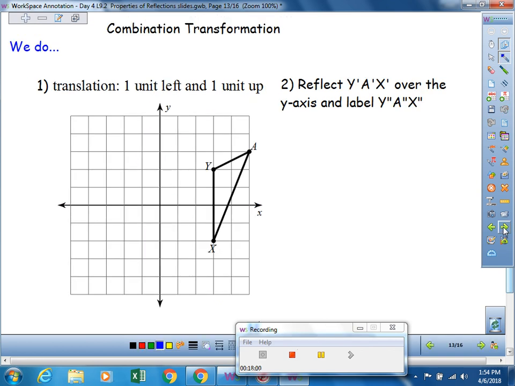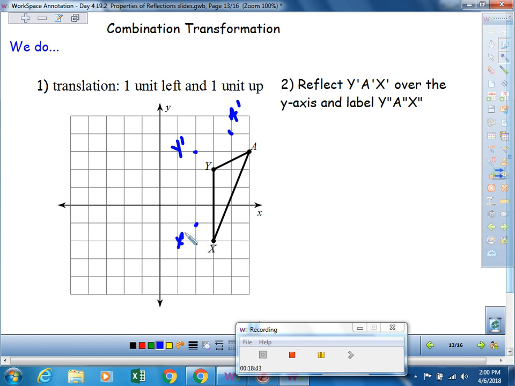All right, I want you guys to try this one. You're going to do 1 unit left and 1 unit up first. Then you're going to reflect that over the y-axis. So first we're going to go 1 unit left, 1 unit up. 1 unit left, 1 unit up. And then 1 unit left, 1 unit up.